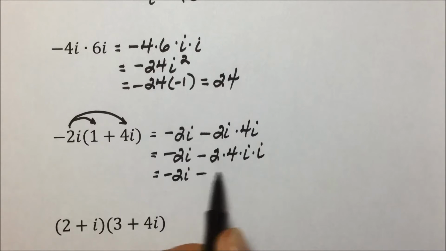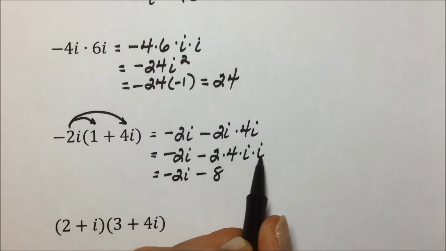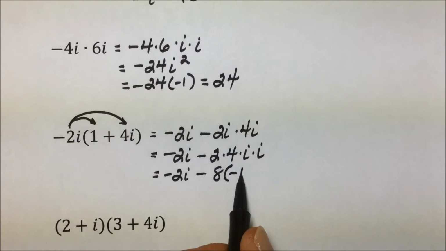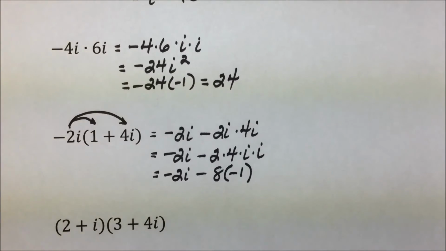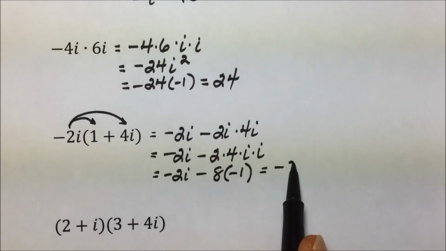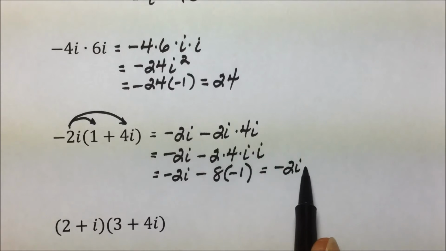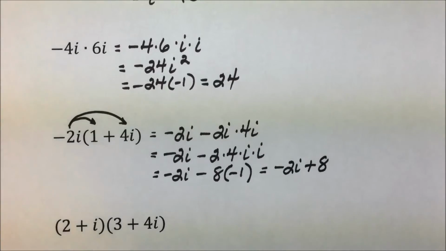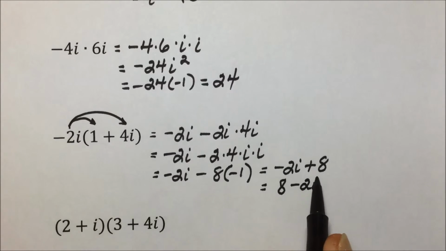Simplifying that, 2 times 4 is 8. i times i is i squared, which we've seen several times now is equivalent to a negative 1. Negative 1 times the negative 8 will give us negative 2i plus 8. It's general practice to express our answers in the form of a plus bi, and so we would rearrange this addition using the commutative property, putting the real number first and the imaginary number second.